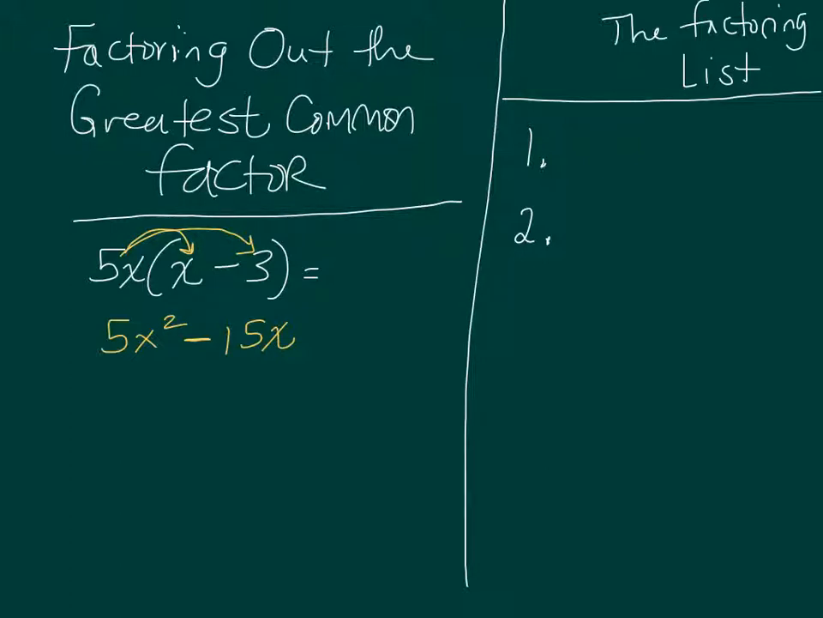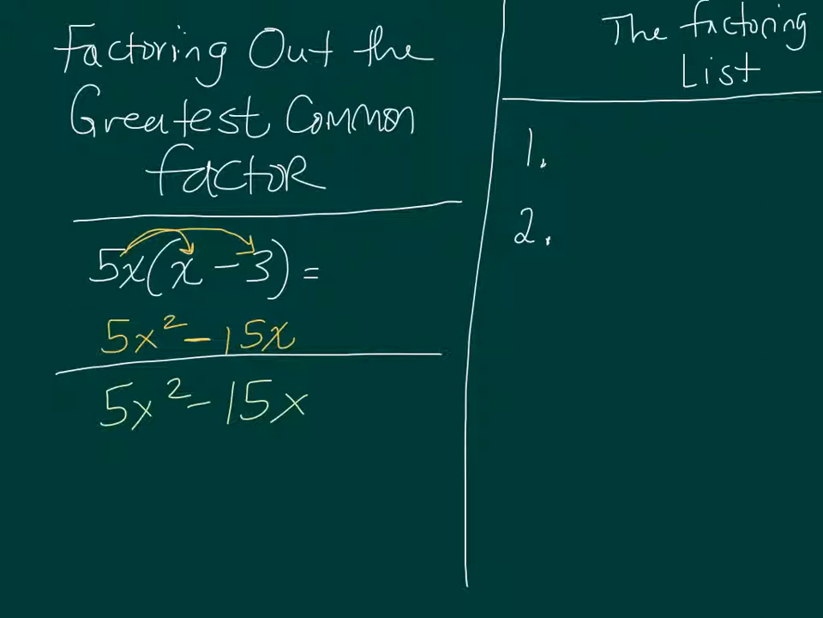All right, so let's say we had 5x squared minus 15x starting out. Basically, what we're going to do is use the distributive property in reverse. We used the distributive property to multiply 5x by everything in parentheses. Now we're going to use it in reverse.